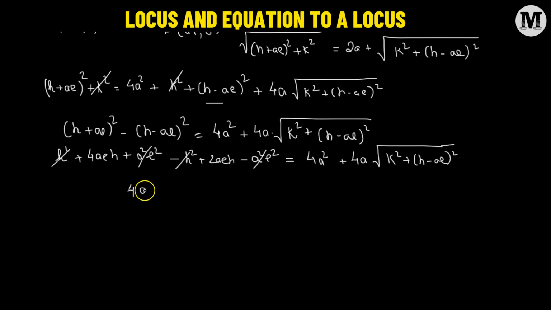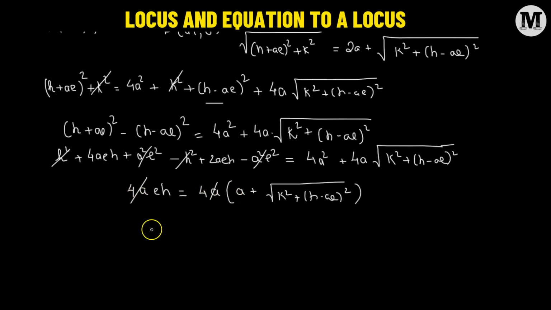So now we are left with 4 times a times e times h on the left hand side, and on the right hand side we have two terms, but from the two terms if we take 4a as the common factor, that means we'll now have a plus square root of k squared plus (h minus AE) whole squared. We can factor out 4a from both sides. Now we have EH equals a plus square root of k squared plus (h minus AE) whole squared.